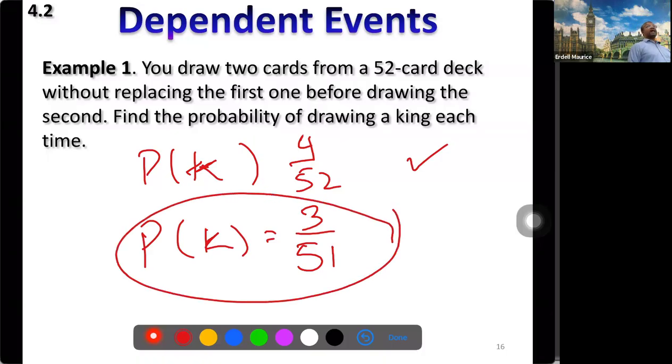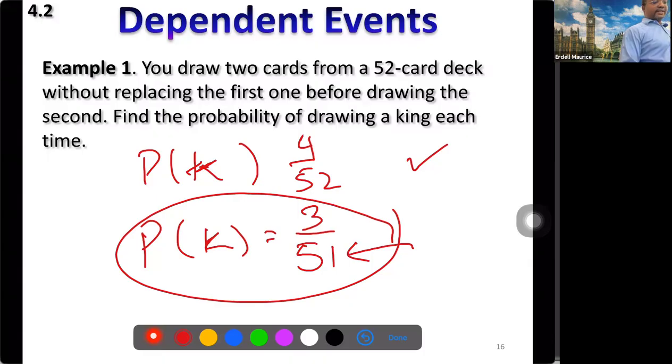It did, yes? And so because of that, we say that these two events are dependent. One affects the other. Notice, very importantly, that the number of cards in the deck has changed. Let's say we rerun the experiment.